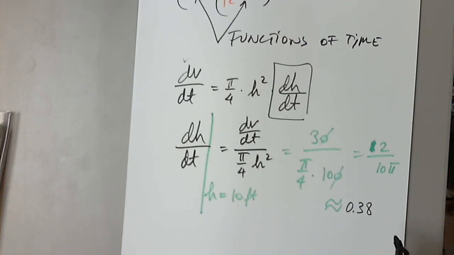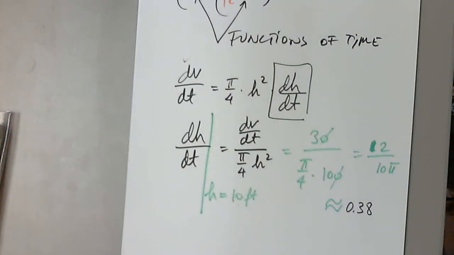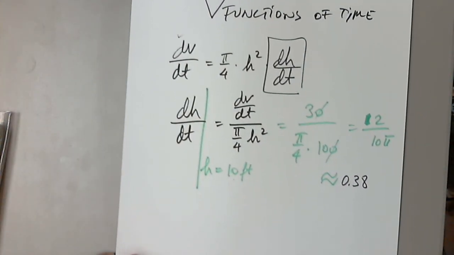What is it? I think you said it, but I talked at the same time and I didn't hear. Feet per second. Of course. It's height, measured in feet, divided by time. Perfect. Any questions?